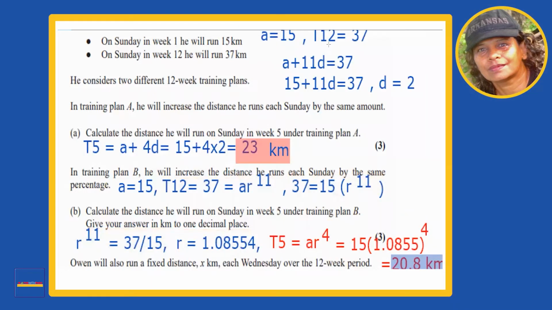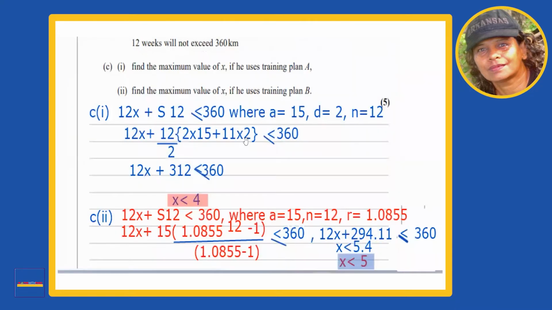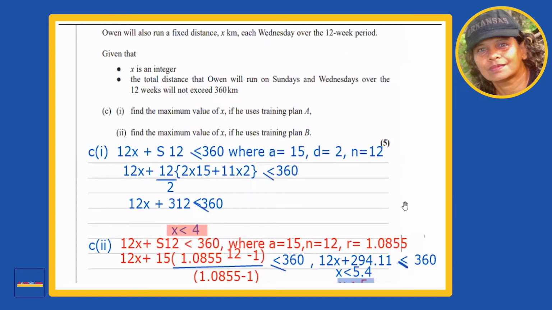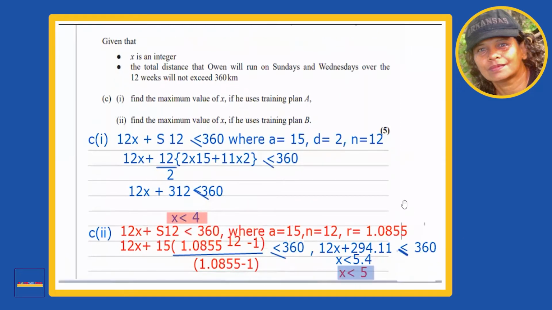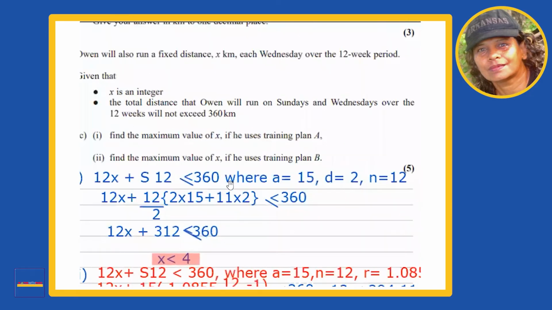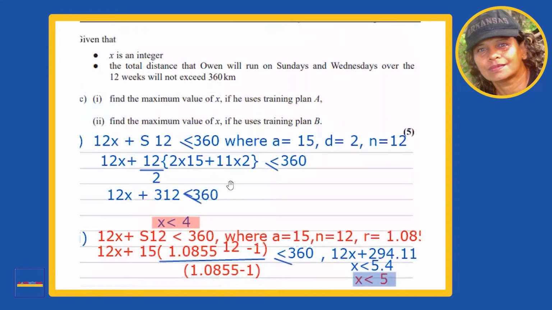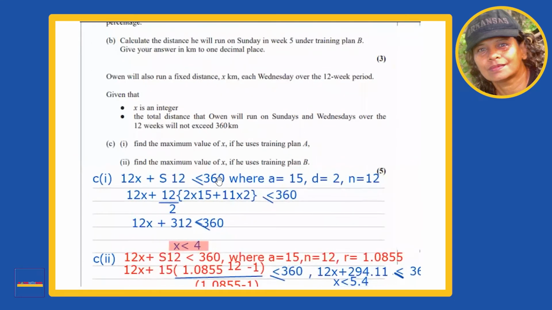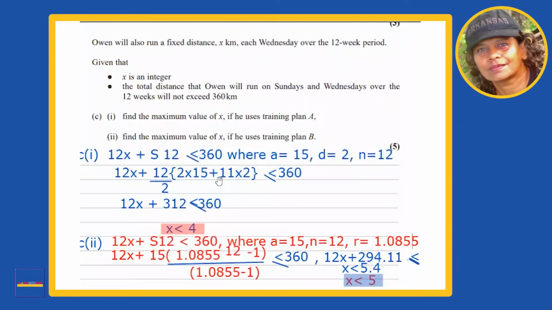Now let's move on to part C. Find the maximum value of X. Let me give more information there. Owen will also run a fixed distance each Wednesday of X kilometers over the 12-week period, and X is an integer.